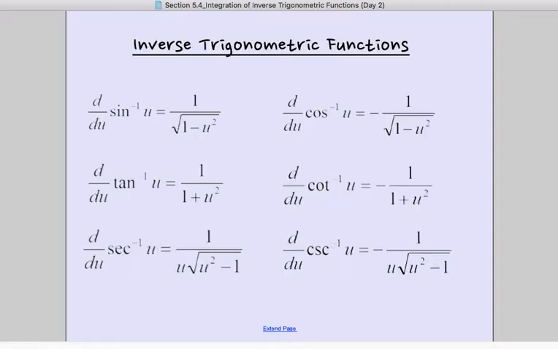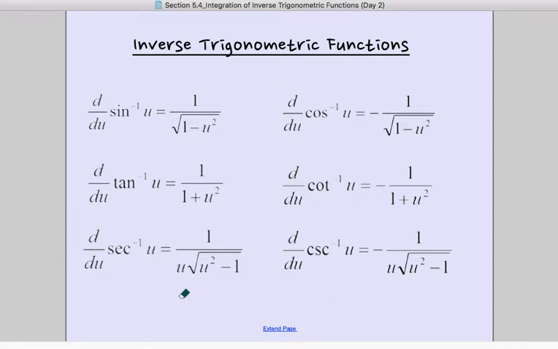So all of our inverse trig functions we have listed here along with their derivatives. And the nice thing is we know that if we just take the antiderivative of each one of these, you will go back to where we started. So if I take the antiderivative of this with respect to du, this is sine inverse. So making sure you have these derivatives and these antiderivatives down is important.